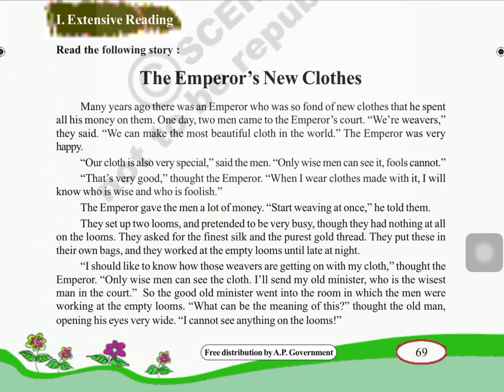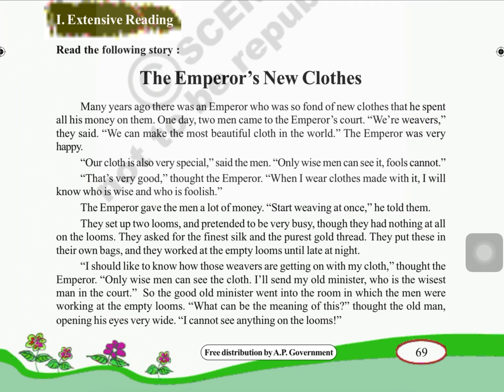What can you understand by going through the title? What did they keep there in emperors? Apostrophe, possession or possessive case. Whose clothes here? The emperor's clothes. What kind of clothes? New clothes. So now we are going to read out the story related to emperor's new clothes.